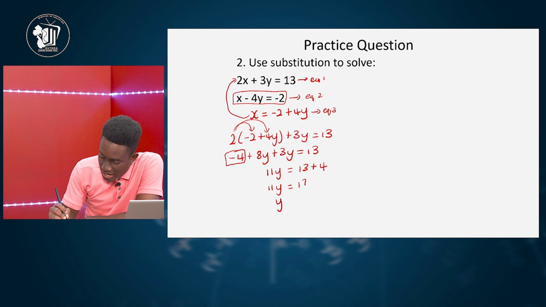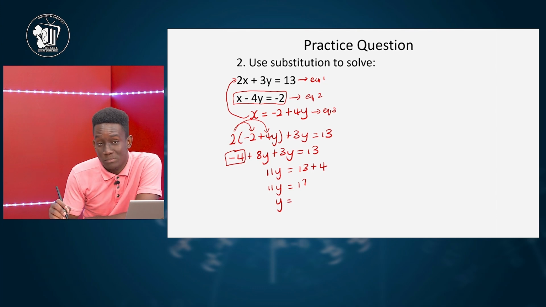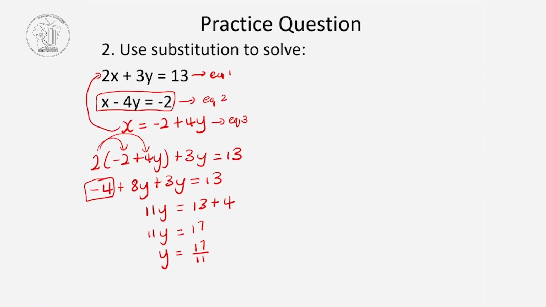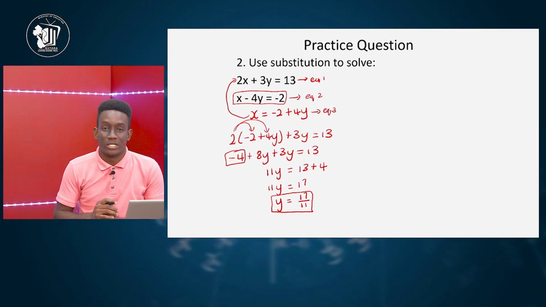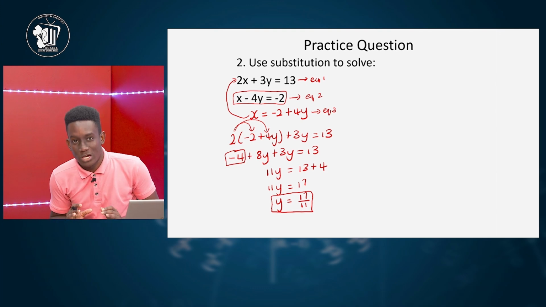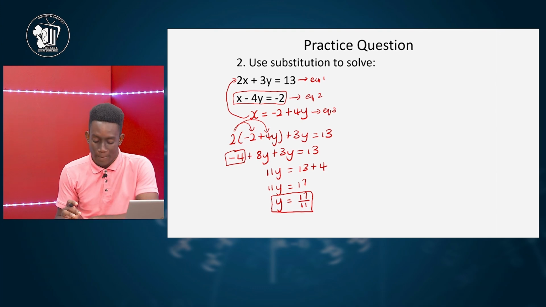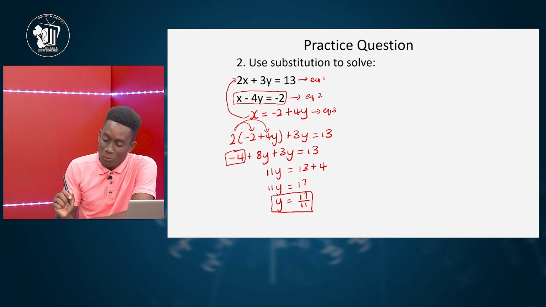Hence y is equal to, this 11 is multiplying y, so when we take it off it will divide. So you'll have 17 divided by 11. If we divide this, we'll have a very long decimal. So we can leave it just as it is, so that when we want to check our answer we'll be able to verify, rather than putting it as a decimal and rounding off and getting a slight difference. So we have y is equal to that.